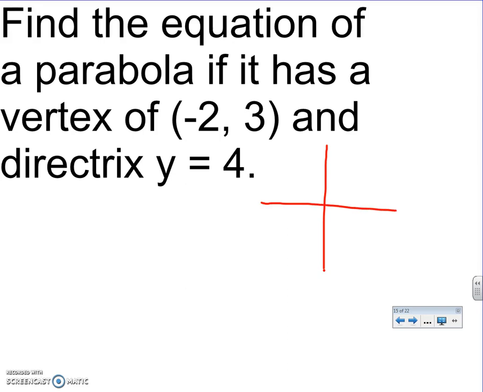Let's do the directrix first. Y equals 4. I'm going to 4 on the y-axis and draw a sideways line. It's kind of like an asymptote. There's my directrix, and I have a vertex of -2, 3. So I go left 2, up 3. Let's call this right here -2, 3. Remember, we're drawing a parabola. It cannot cross the directrix. So I know this parabola is automatically going down.